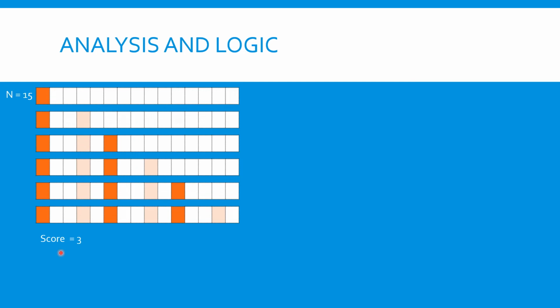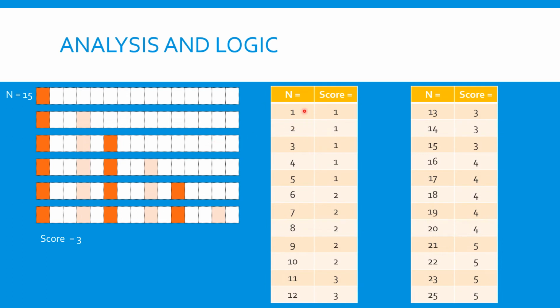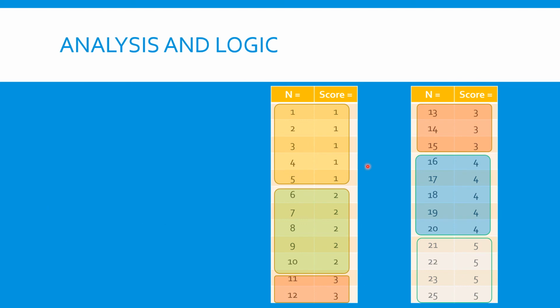Now let us create a simple table for n from 1 to 25 and the score, just to help understanding. For n equal to 1 till 25, we have these scores. If you see the pattern, I'll also try to explain the logic. For n equal to 1 to 5, the score is 1. For 6 to 10, the score is 2. For 11 to 15, the score is 3. 16 to 20, and so on.